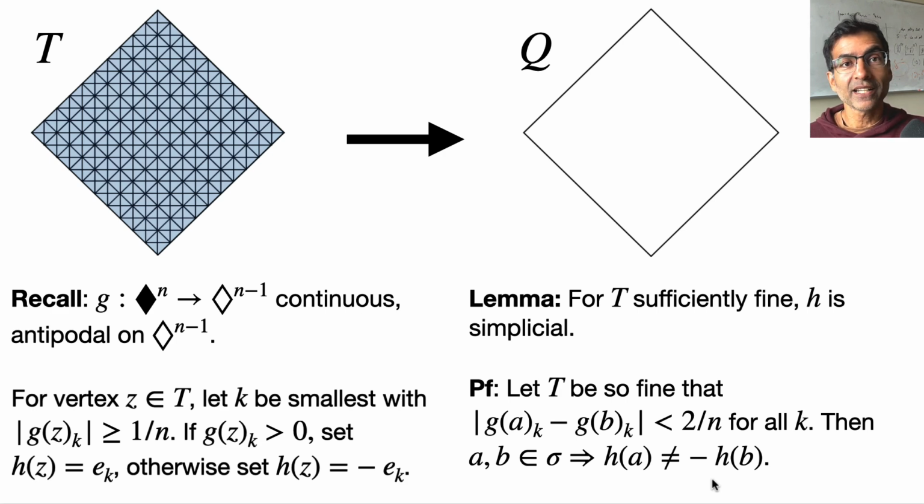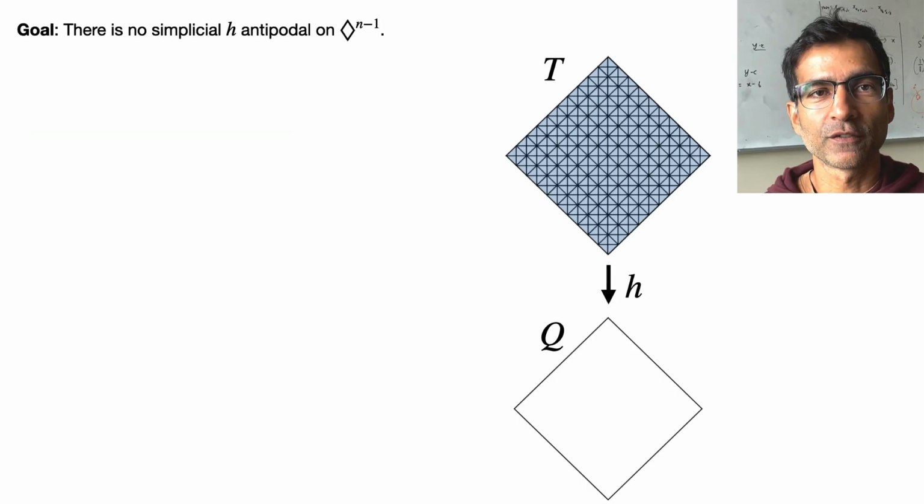Okay. But that means that every simplex here gets mapped to a simplex here, right? It means that for every simplex here, it's not possible to get H values that are E_K and minus E_K on the vertices of the same simplex. So this gave us a simplicial map. And because G is antipodal on the boundary, H is also antipodal on the boundary. So now we're left with the following goal. We want to show that there is no simplicial map H that is also antipodal on the boundary.